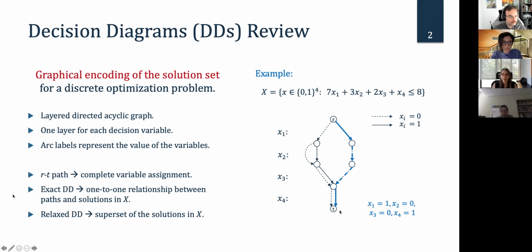We say that we have an exact DD if we have a one-to-one relationship between the paths in the decision diagram and the solutions in our original set X. In this case, we have an exact DD for this problem. And we say that we have a relaxed DD if we have a superset of the solutions of X. So we have one path for each feasible solution, but some of them are going to be infeasible solutions.